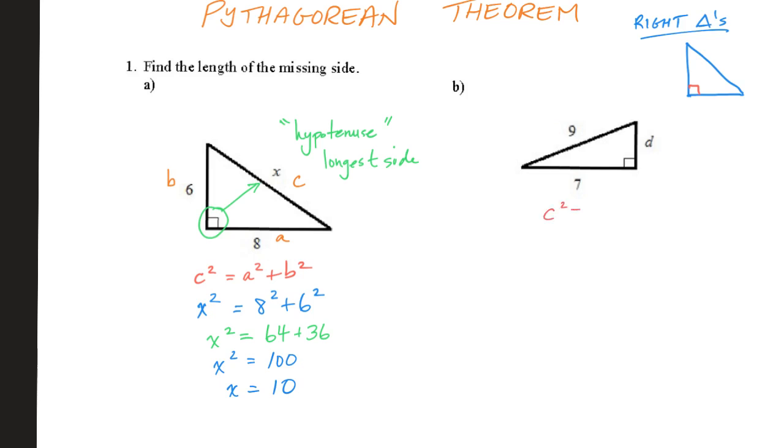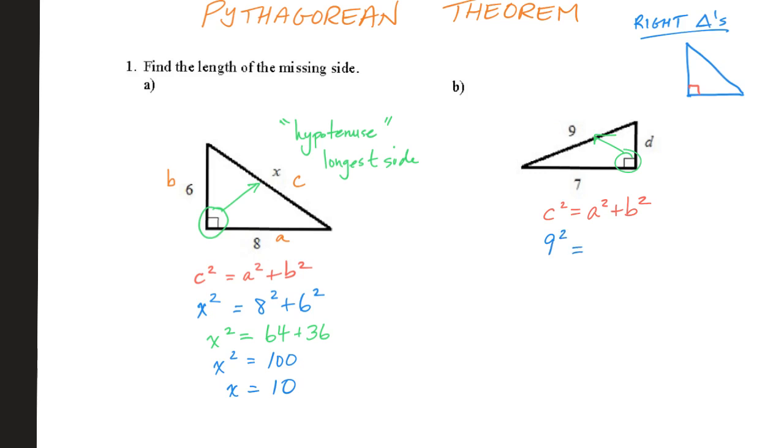First thing we notice, we have a right triangle, and we have a relationship that relates the sides of a right triangle, Pythagorean theorem. So c squared is equal to a squared plus b squared. Now I recognize that my hypotenuse is always my longest side, and my longest side is opposite my 90 degrees. So my longest side on this triangle has a length of 9. That goes in place of c.